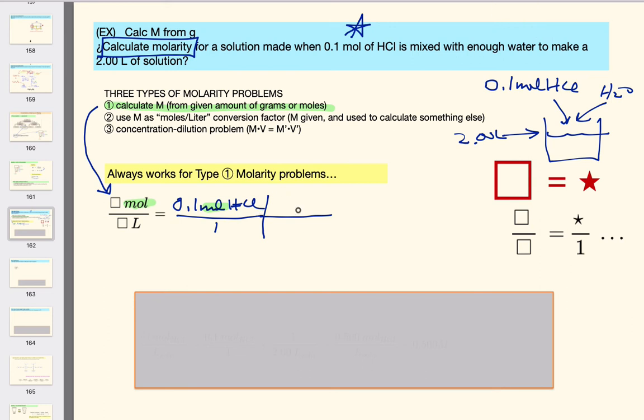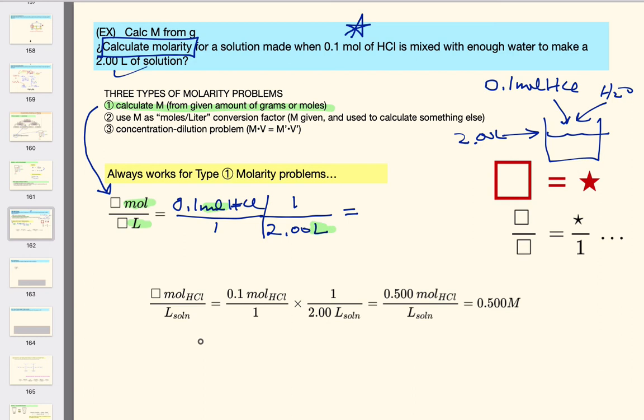So let's see what we have here. Oh, I was given a volume, wasn't I? 2 liters of solution. So I'm going to write this down in the denominator. Why did I write it down in the denominator? Most of you know because I need liters to show up in the denominator, and I had a given value which I could use. And now I just pick up my calculator and punch out the numbers, 0.1 divided by 2.00, and come up with my final answer.